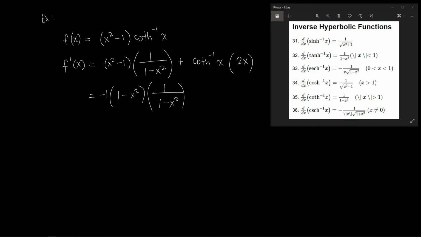Then plus 2x times arc cotangent hyperbolic of x. The first terms cancel out, so we remain with negative 1 plus 2x times inverse cotangent hyperbolic of x. Usually, class, we do not put the negative term first, so we rearrange it: 2x times inverse cotangent hyperbolic of x minus 1. This is usually what you see in the answers.